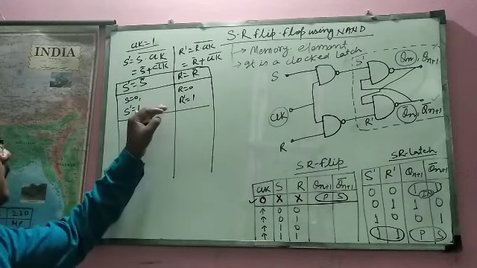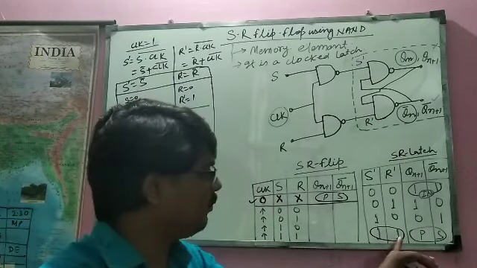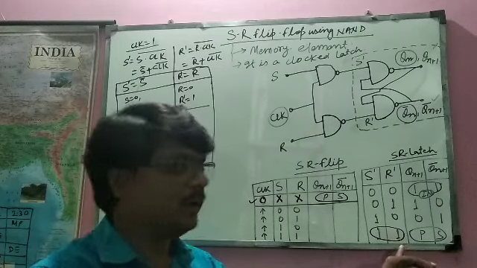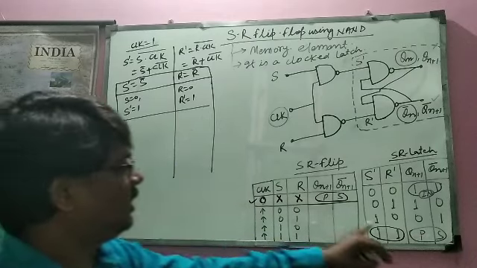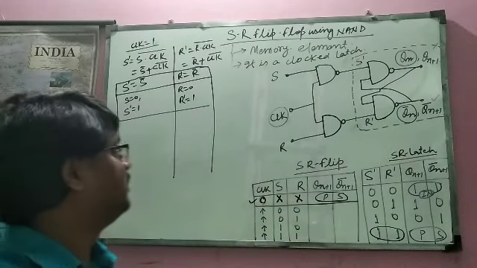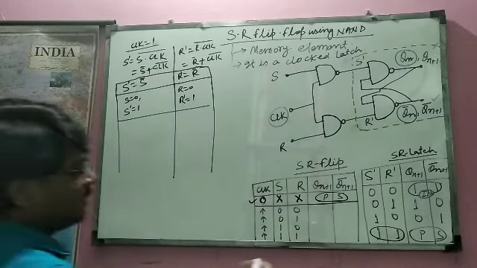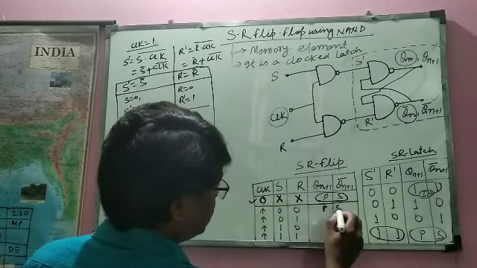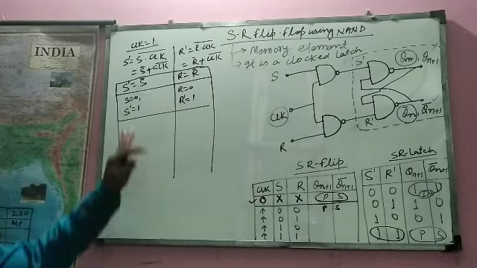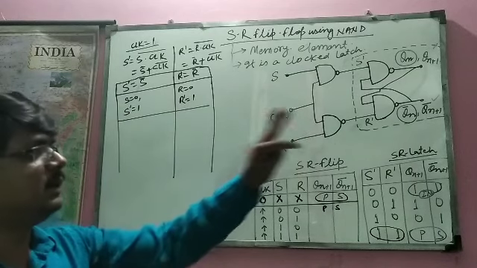In this condition, it is 1 and 1. S dash is 1 and R dash is 1. In this condition, the output is the previous state. It will remain in the previous state. If this is 0 and this is 0, it will remain in the previous state. We can verify this by another method.